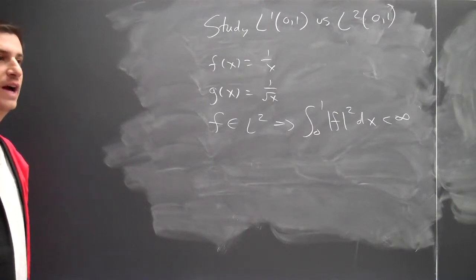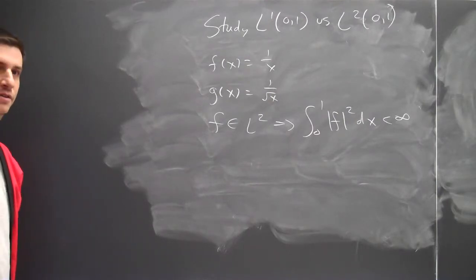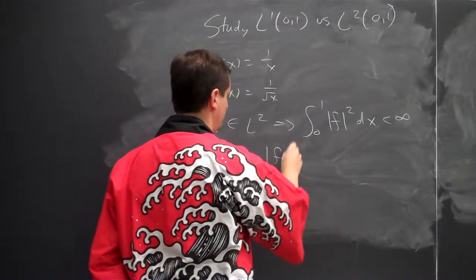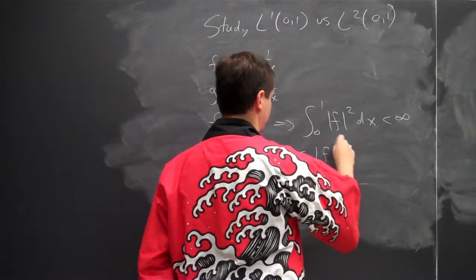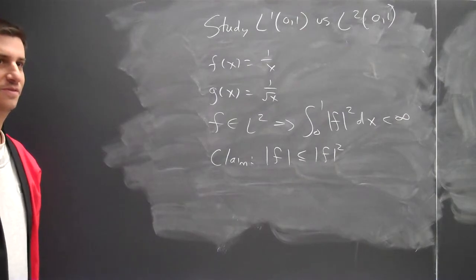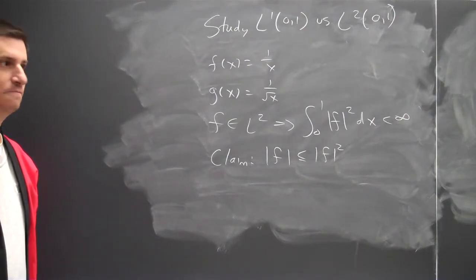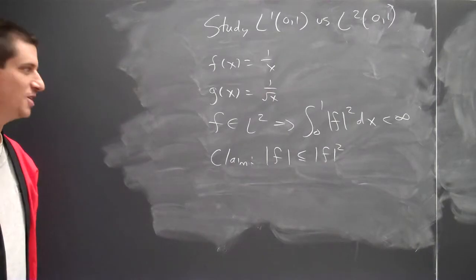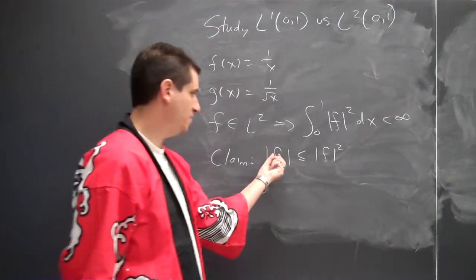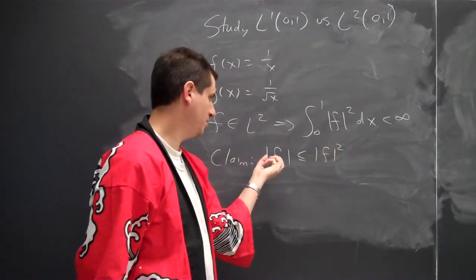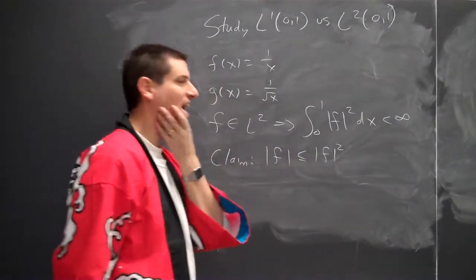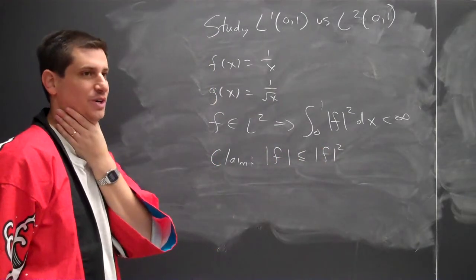So we want to show the integral of absolute value of f is finite. I claim the absolute value of f is less than or equal to the absolute value of f squared. Is that true? Not necessarily. Okay, give me an example. If f takes on the value 2, 2 is less than 4. If f takes on the value 3, 3 is less than 9. A half. Okay. Yeah. If f is a half, it is definitely not less than a half squared.